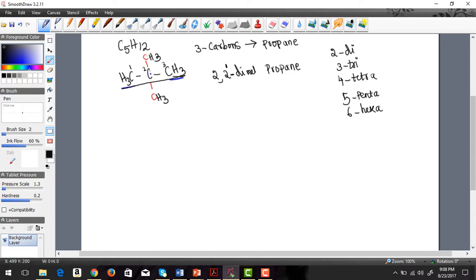dimethyl. This is important. This right here is a methyl group, but there are 2 of them on the second carbon. So this indicates the location, this indicates how many, and that obviously indicates the nature of the group. So let me write it in big terms. It's 2 prime dimethyl propane.